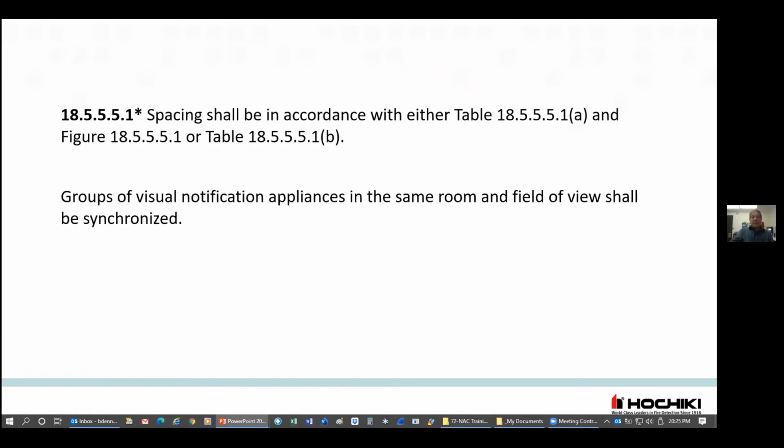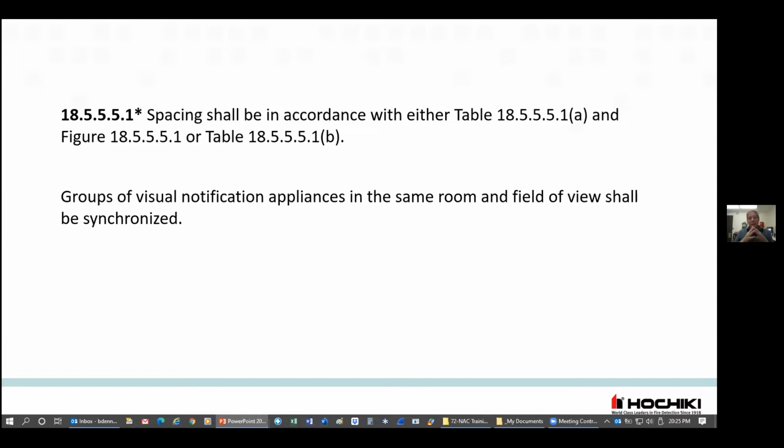The spacing is a little more straightforward for strobes. Rather than having to use the inverse square law and work out the sound level of the room, we're given tables that we're able to use to locate our strobes based on the size of the room. We'll look at that in a moment.